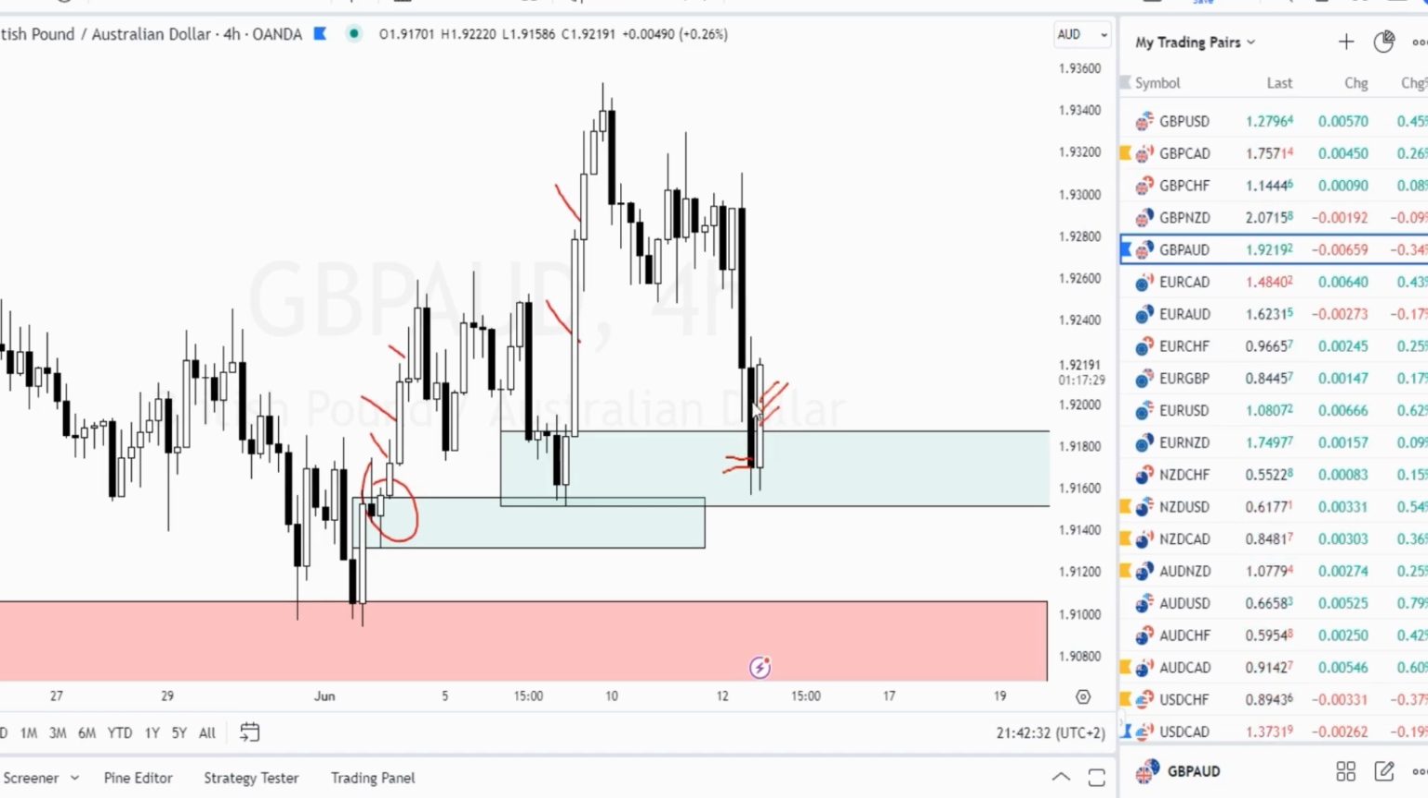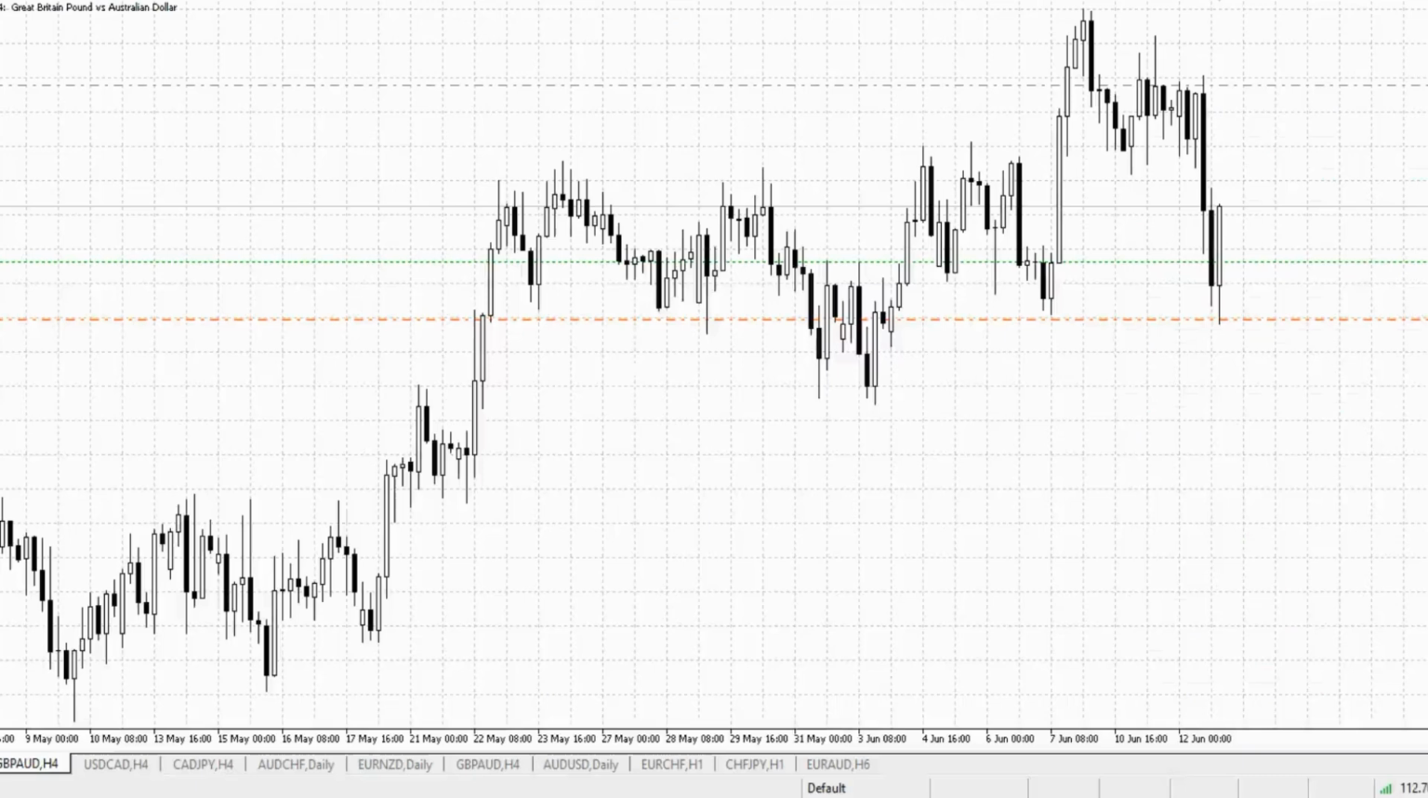Okay, but if you go to, I use one of the best brokers, that's IC Markets. Even in IC Markets, if you go, you will see here, one second, that's the GBPAUD in my IC Markets, and you can see very clearly here in IC Markets, my stop loss here was taken.